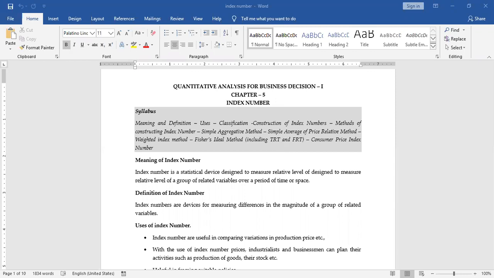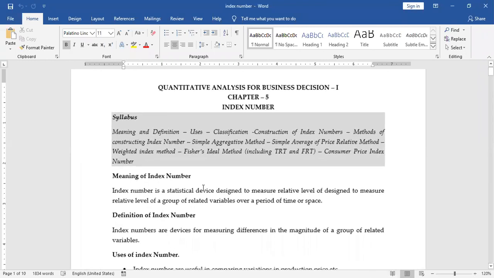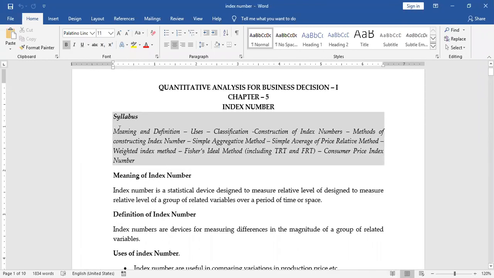So when we take up the syllabus, try to understand, the syllabus goes like this. One is meaning and definition of index number, uses and classification of index number, how to construct index number, and methods of constructing index number. Under methods we'll find two broad categories: simple aggregative and simple average, and weighted index method. Under weighted index method we'll have Laspeyres, Paasche's, Marshall's, Drobisch, Fisher's. At the last, we have the consumer price index number.